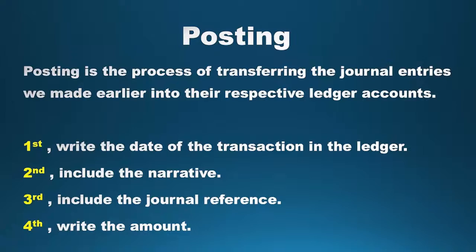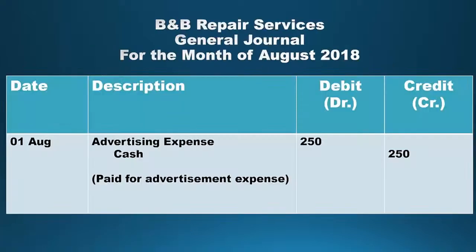Let's begin with the first transaction from August 1, and I'll show you exactly how this works. August 1st, paying for advertising. Step 1, review the journal entry. The journal entry for August 1 was debit advertising expense, $250, credit cash, $250. This tells us two accounts are affected, advertising expense and cash. We'll now post these amounts to their respective ledgers.